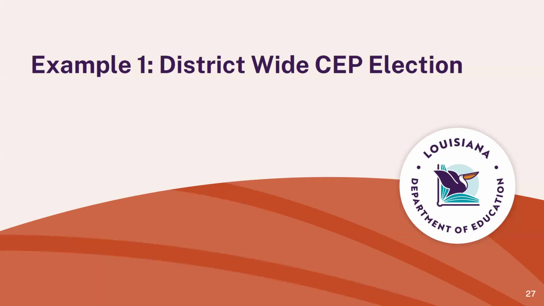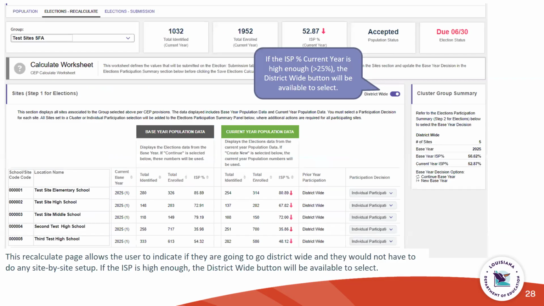All right. So our first example is district-wide CEP election. The district-wide button selects all eligible sites to participate in one cluster of sites. If you are electing CEP for all CEP eligible sites, you can check the district-wide button and all sites will be clustered together. This recalculate page allows the user to indicate if they're going to go district-wide, and they would not have to do any site-by-site setup.